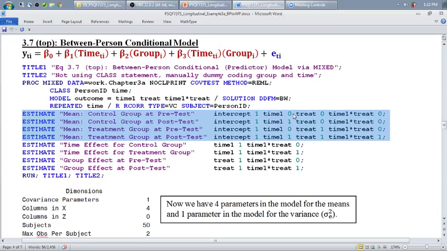Time gets a 0 because it's pretest. Treat gets a 0 because it's control. And 0 times 0 is 0. Likewise, control at posttest. Still need a beta 0. Now I pick up a 1 because it's posttest. But because it's for control, treat is 0 and the interaction is 0. And so on down to the last possibility where only the interaction turns 1 if it's treatment group at posttest.